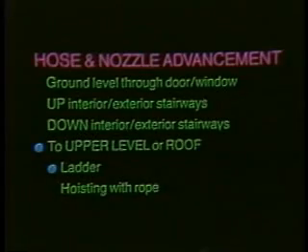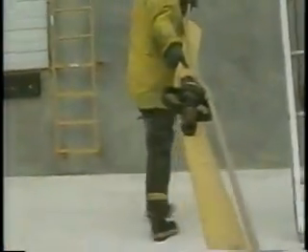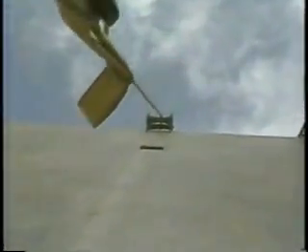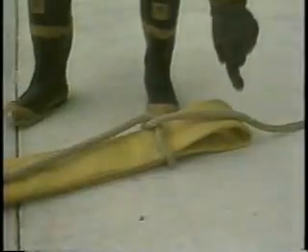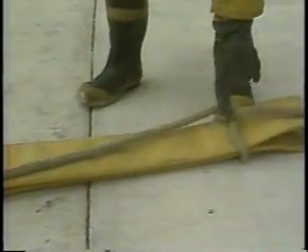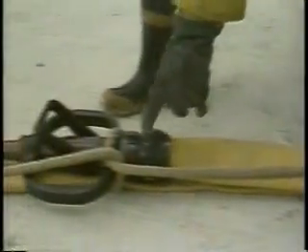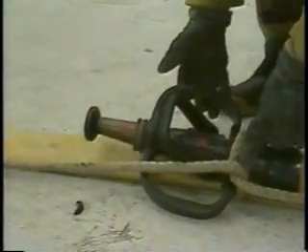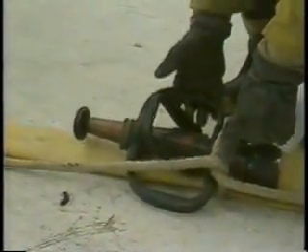The second method for advancing a hose and nozzle to an upper level is by hoisting with a rope. Two primary concerns should be remembered when hoisting a hose and nozzle: protection of personnel and protection of equipment. If the hose slips or the rope parts, personnel could be injured by a falling hose and nozzle. Protect the nozzle from snagging on windows or ledges by securing the nozzle back against the hose line with the nozzle away from the building.